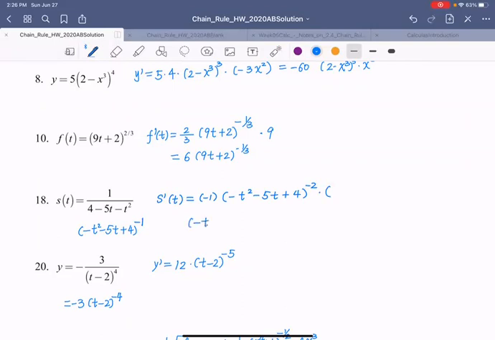Now we want to do the inner layer derivative. Who is this guy? Negative 2t minus 5. That's it. You made it. This is the final answer. Very good. Thank you.